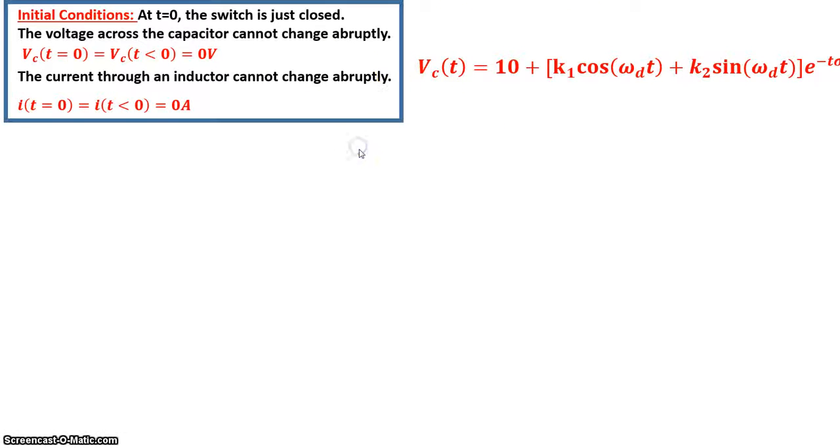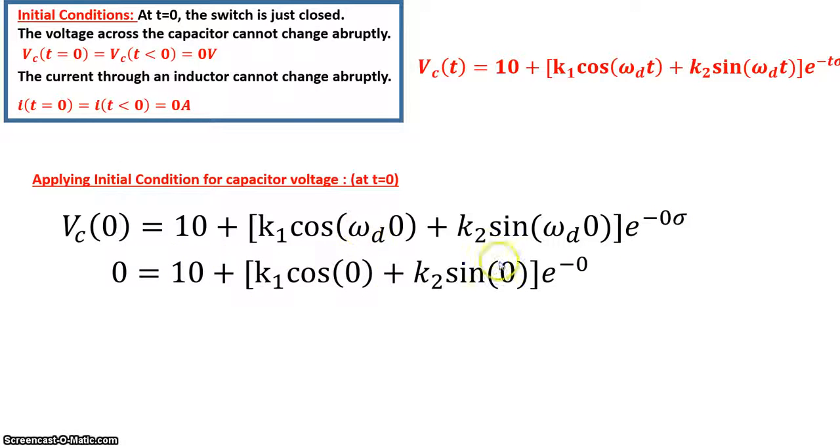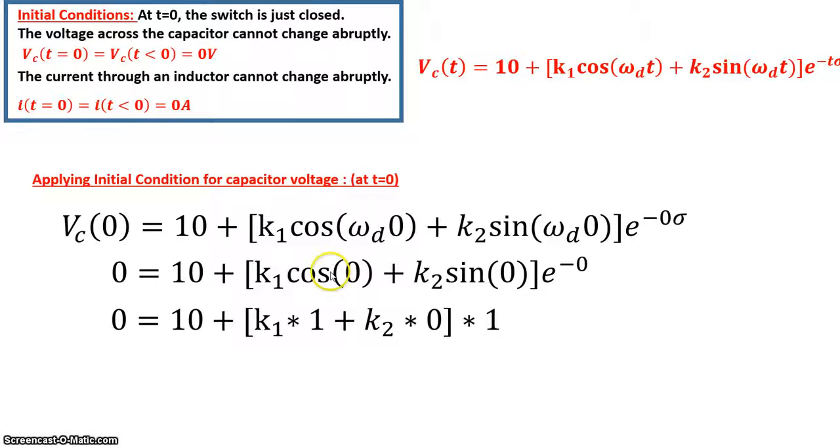So let's start with the voltage across the capacitor. Applying the initial condition for the capacitor voltage at time t equals 0, let's put t equals 0 in this expression right here. So Vc(0) equals 10 plus (K1 cosine omega_d 0 plus K2 sine omega_d 0) e to the power minus 0 sigma. This leads us to cosine 0, sine 0, e to the power 0. Cosine 0 is 1, sine 0 is 0, e to the power 0 is 1. Simplifying that, we get 10 plus K1 is equal to 0. In other words, K1 is equal to negative 10. So we figured out what K1 is by using the initial condition for capacitor voltage.